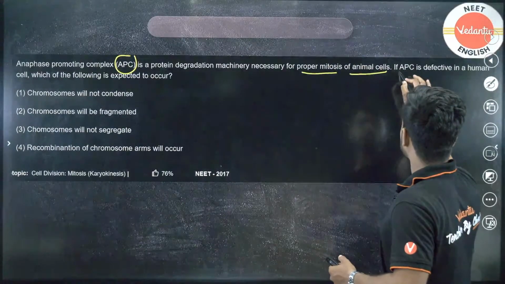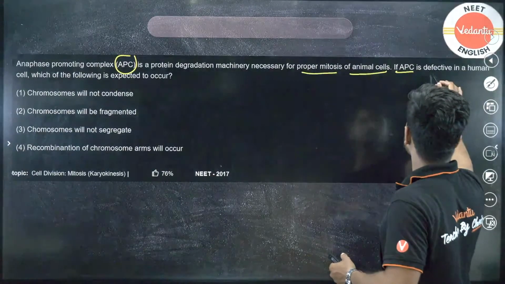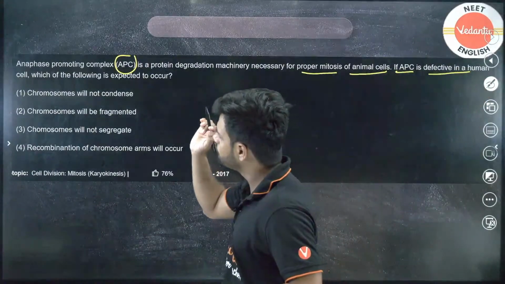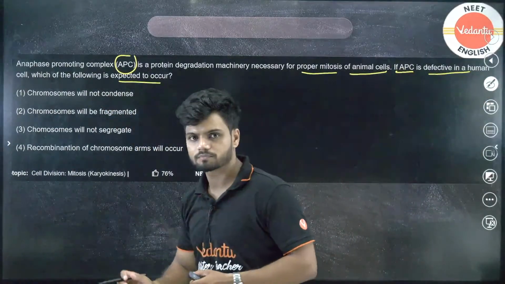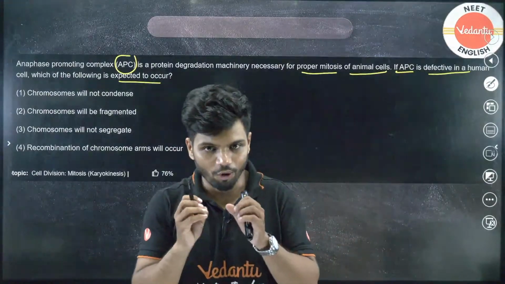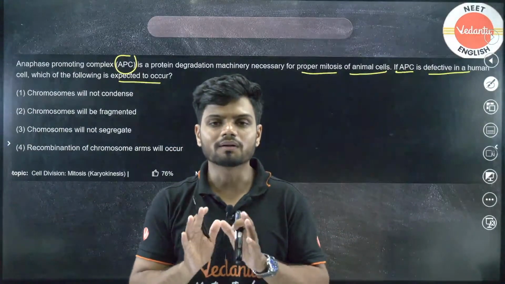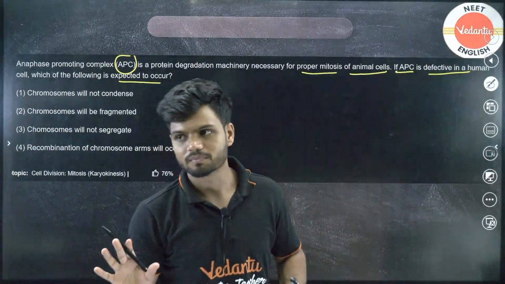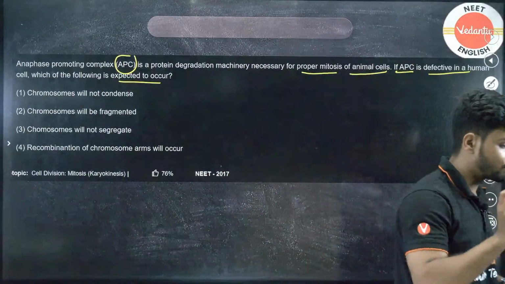If APC is defective in humans, which of the following is expected to occur? All they are trying to tell you is what will happen if anaphase is not happening. That's all. If anaphase does not happen, what will happen?